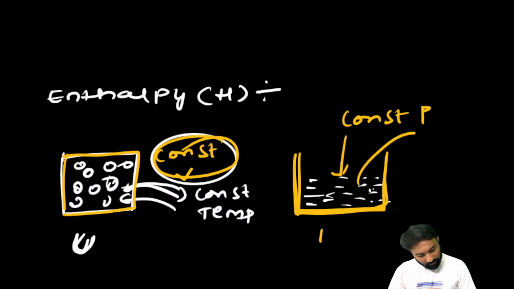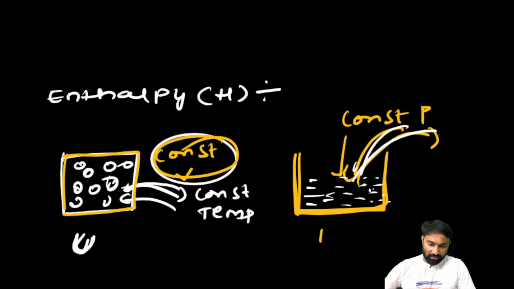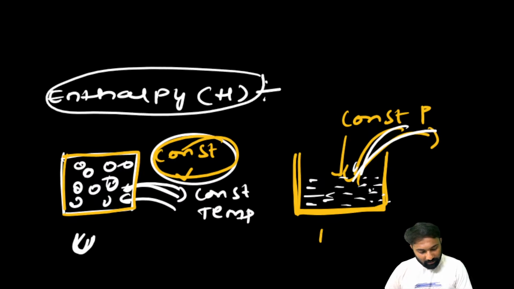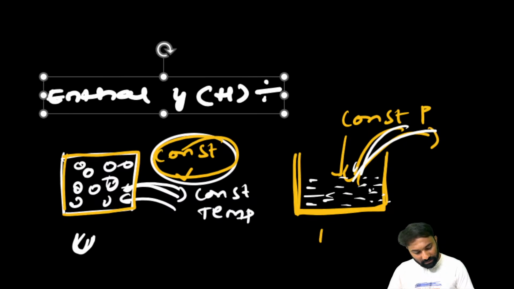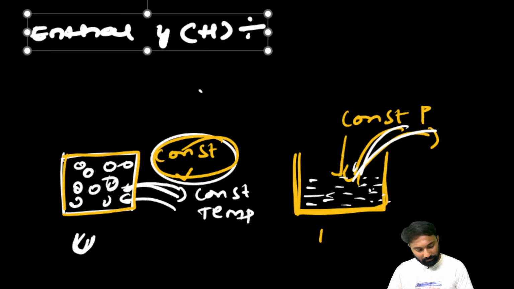Whatever heat it is exchanging and absorbing, the change in heat exchanged in the process is measured by the new thermodynamic parameter, which is called enthalpy. What is the definition of enthalpy? The enthalpy definition is the heat content of the system, measured at a constant temperature and pressure, is called enthalpy.